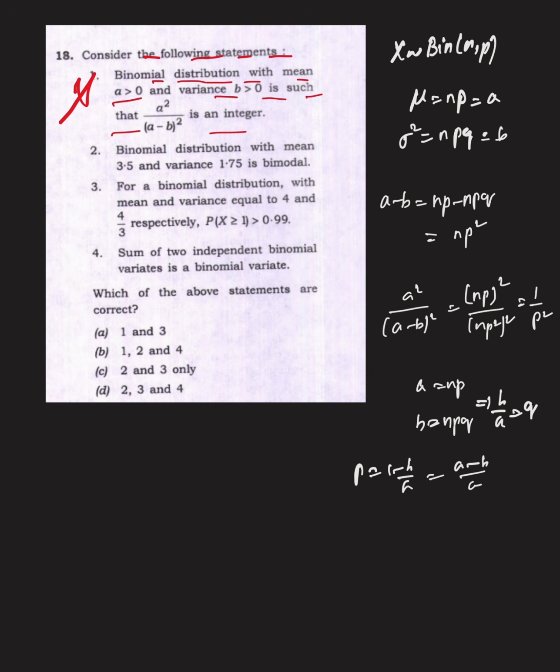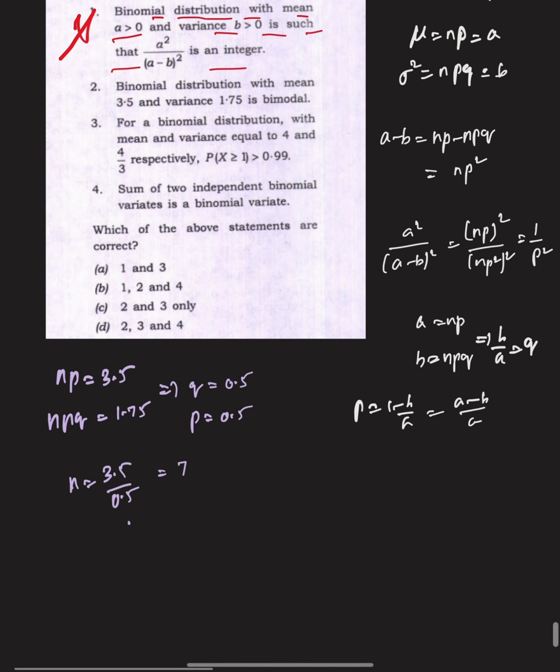Statement 2 says a distribution with mean 3.5 and variance 1.75 is bimodal. For that, np is given as 3.5 and npq is given as 1.75. So that means q is nothing but 0.5, which means p is also 0.5. So n is 3.5 by 0.5, which is 7. So that means X follows a binomial distribution with n equal to 7 and p equal to 0.5.